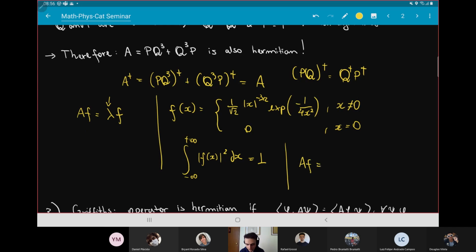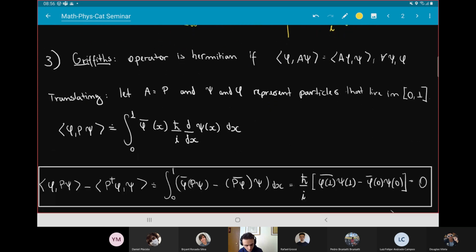the eigenvalue that you actually get is h bar over i times f. H bar over i is clearly not real, so there is an inconsistency here again. So again, we have a problem. All right, that was the second problem.